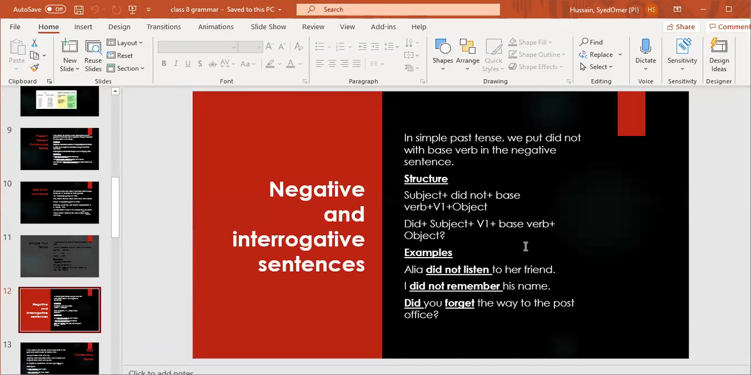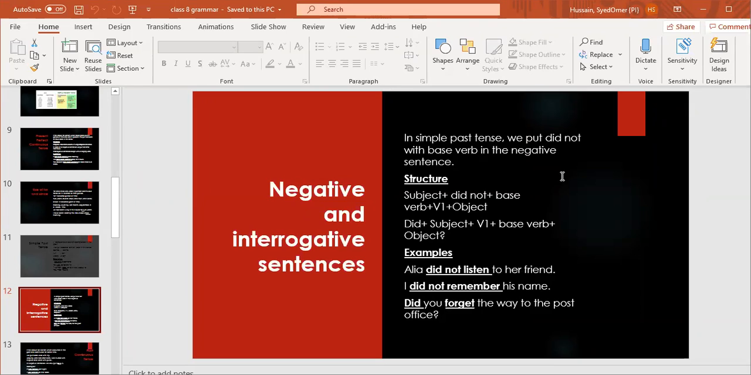As I've told you, in present negative and interrogative sentences, we put do and does. And what is the past form of do and does? Did. So in simple past tense, negative and interrogative sentences, we put did with the base verb, with the first form of verb.